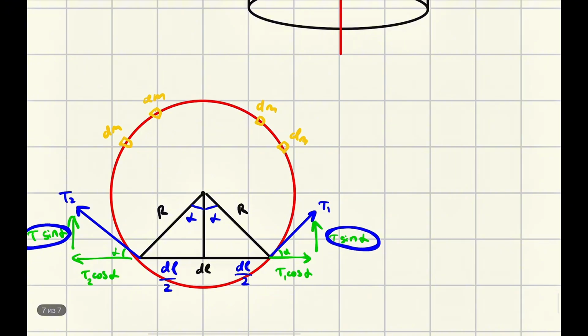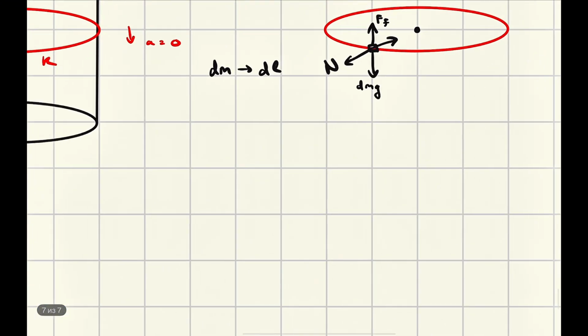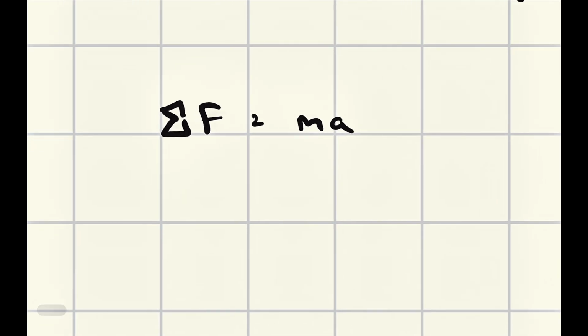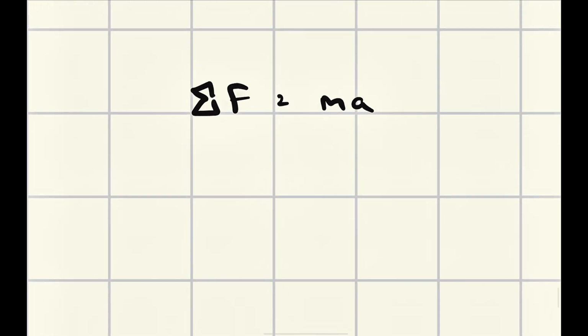So let's write down here Newton's second law. This is a very important and very universal law, very helpful law. The net force equals mass multiplied by acceleration. Okay, this is good. So what are the forces? We can write it for both the vertical axis and the horizontal axis.